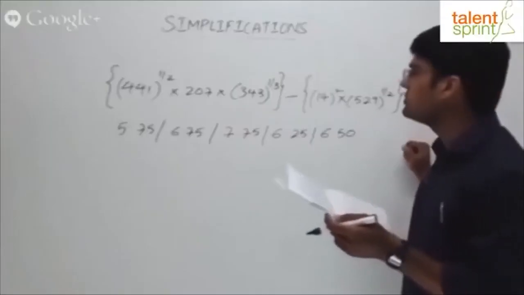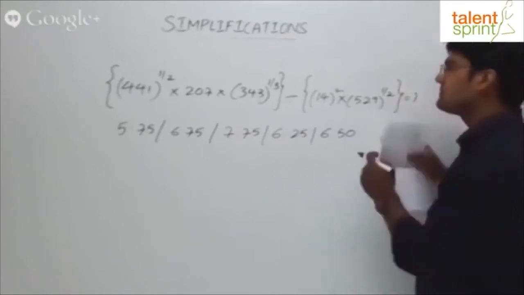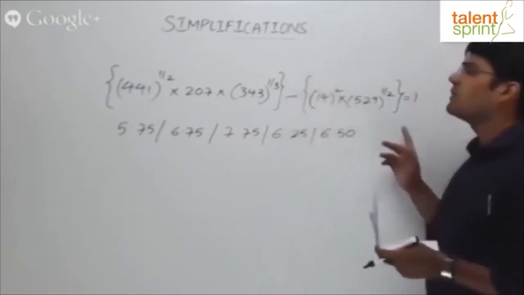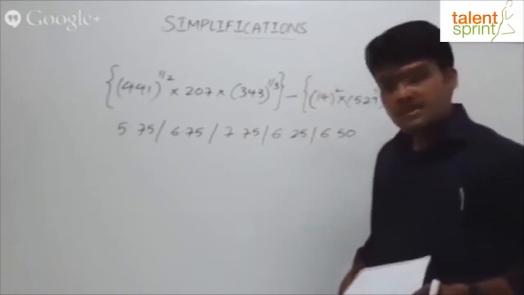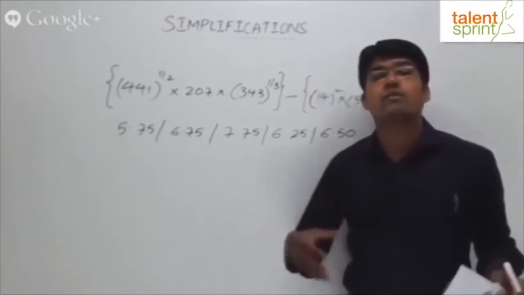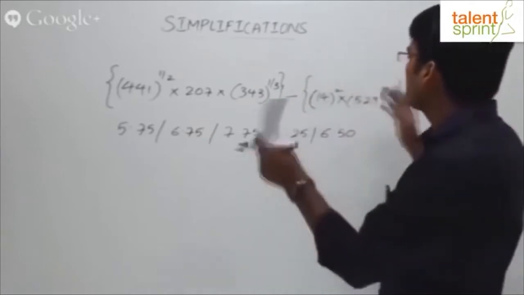441 power 1 by 2 into 207 into 343 power 1 by 3 divided by 14 squared into 529 power 1 by 2 equals to what? Now, how do you solve this question? Apply the BODMAS rule. What does the rule say? First, always go for the bracketed part. You have to simplify what is within the brackets. Now here we have got different brackets.